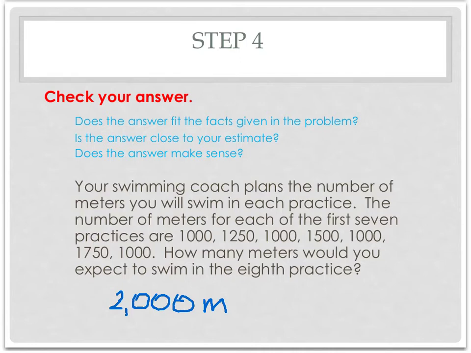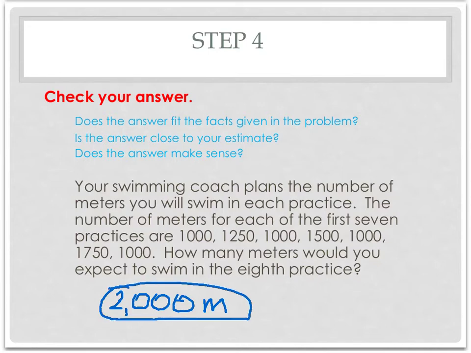The only thing we didn't talk about is an estimation. Before we solved the problem, we could have looked at, as the numbers go up, and made a reasonable estimate to know that the answer that we come up with must be bigger than 1,750. So, looking at the critical step 4 here, looking at our answer, we know that it fits the facts. We know that it definitely makes sense, so that we can say with a lot of confidence that 2,000 meters is the correct answer.